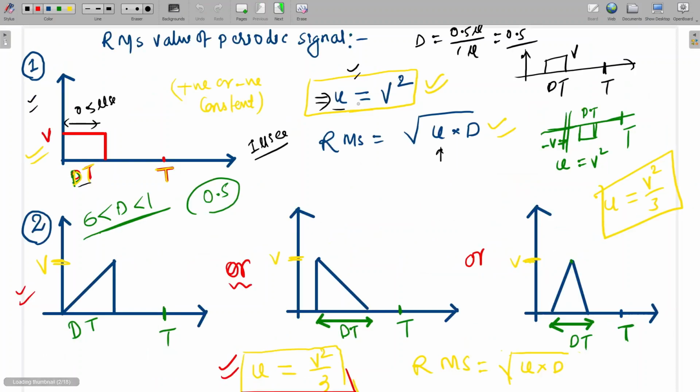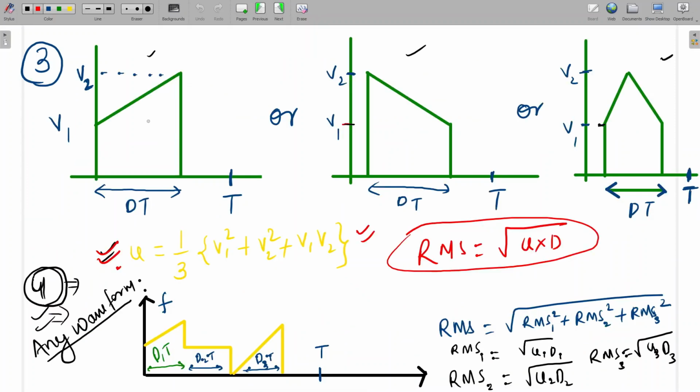So for the first one, what is the u? u is equal to V square. For any type of triangular wave, u is equal to V square by 3. And for this one, what is the value of u? u is equal to 1 by 3 (V1 square plus V2 square plus V1 into V2). Is it clear up to now?